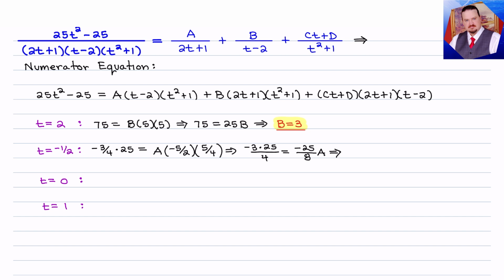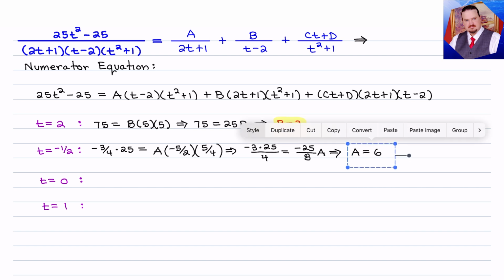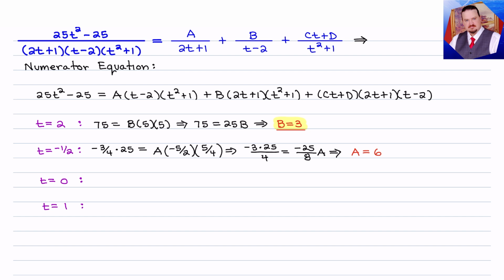And if you multiply both sides by the reciprocal, which is 8 over negative 25, you will get that A is 6. A nice value. Again, I like to highlight these as we do it so that they'll stand out.